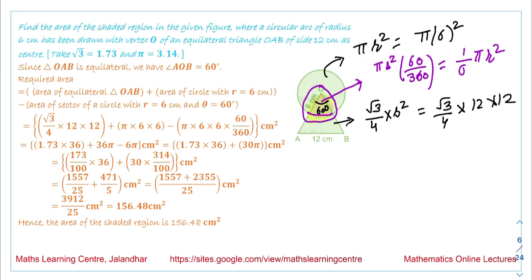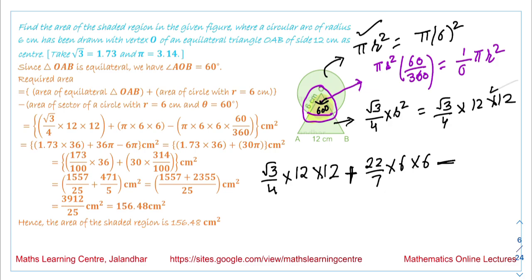So what is the final answer that we will have? It is root 3 by 4 into 12 into 12, the area of this triangle, plus the area of the circle, 22 by 7 into 6 into 6, minus, since this portion is covered twice, once in the area of the circle and once in the area of the triangle, we subtract the area of this portion, which is 1 by 6 into 22 by 7 into 6 into 6.